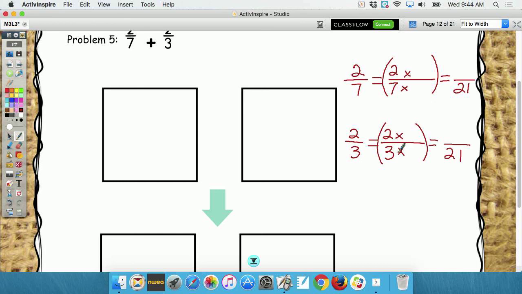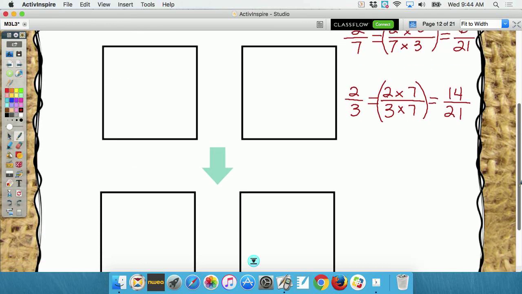Okay, so what do you think I'm going to do now? I'm just going to make equivalent fractions, like we've been doing on the sprint. So Danielle, I want you to help me with this. 3 times what equals 21? 7. Okay. So 2 times 7 equals 14. Okay, Daniela, 7 times what equals 21? 3. So 2 times 3 equals 6.